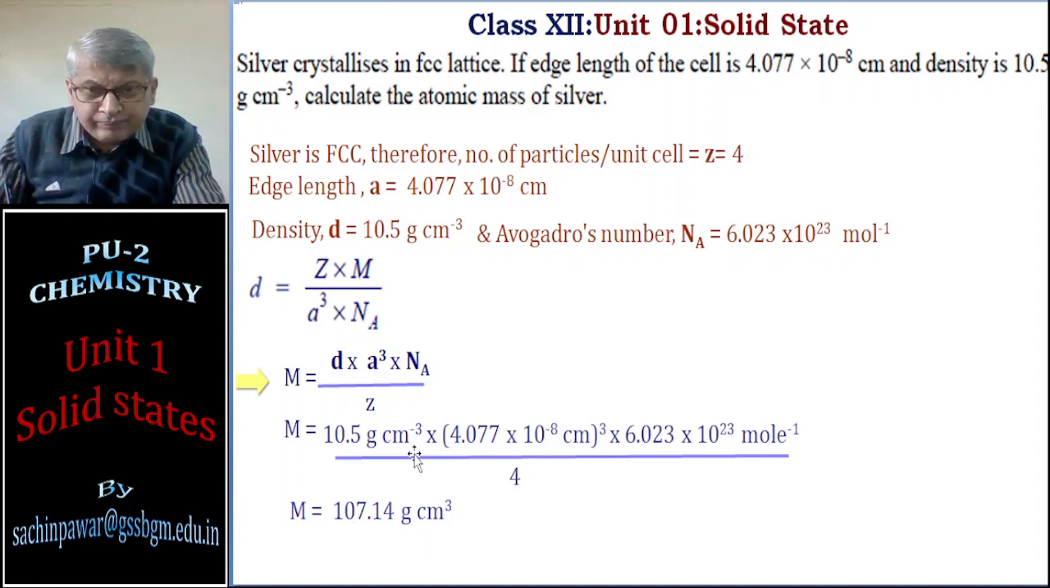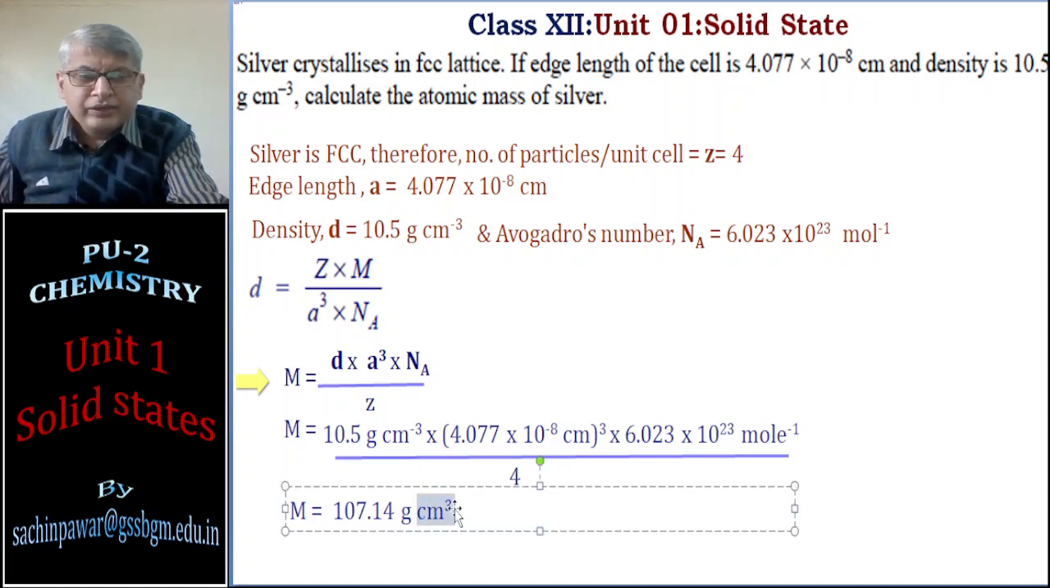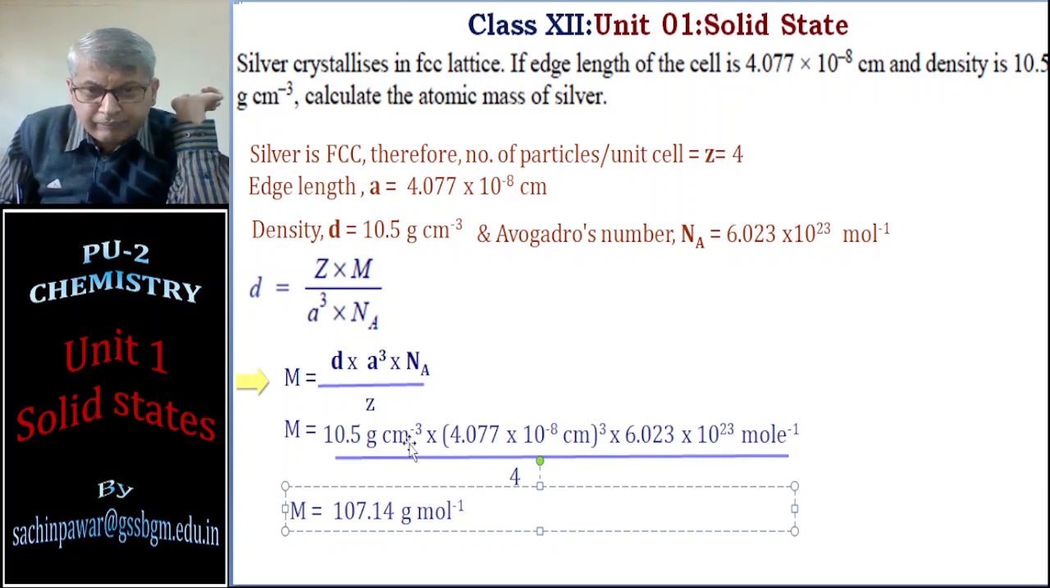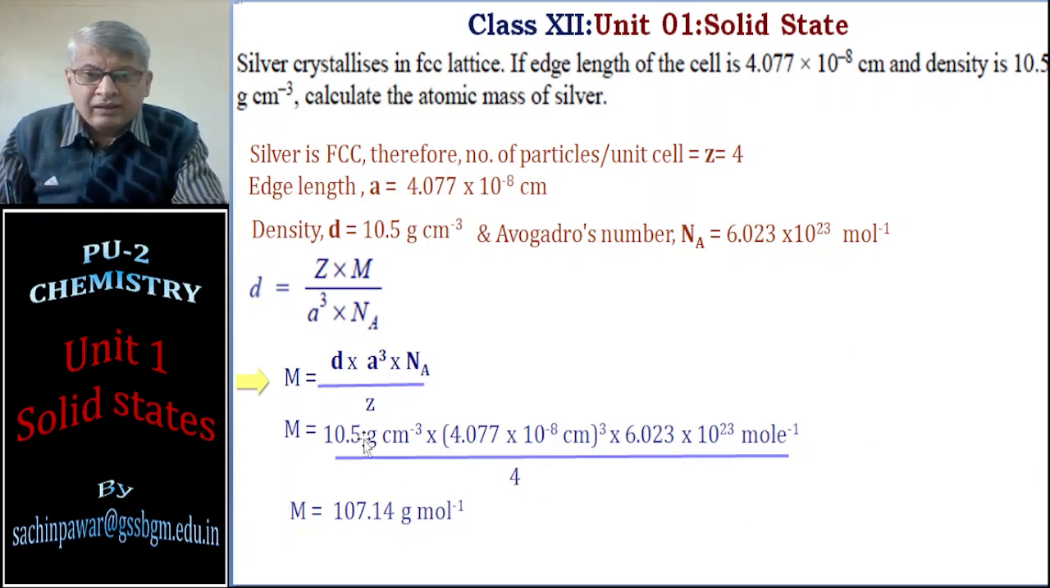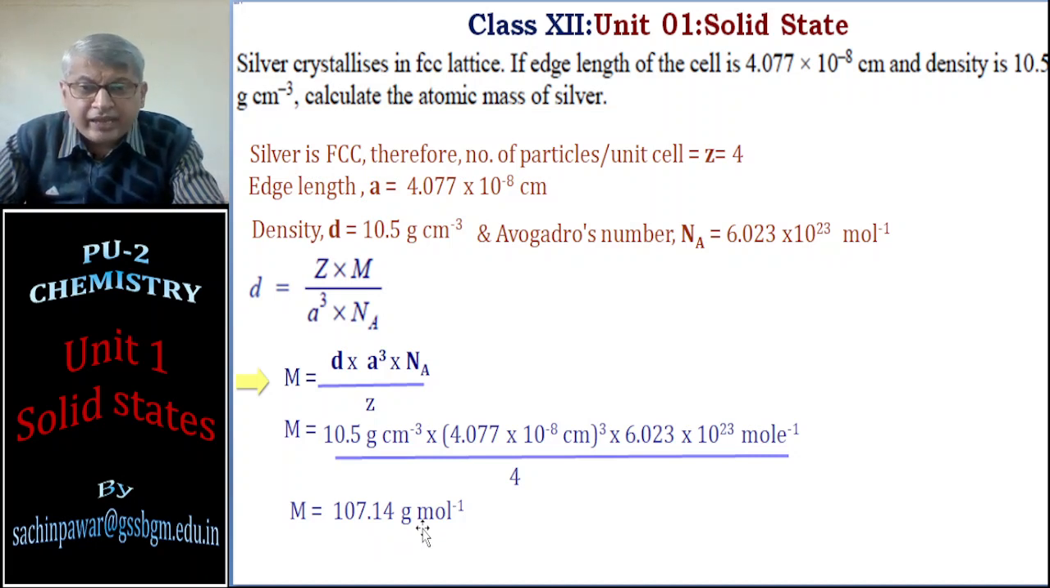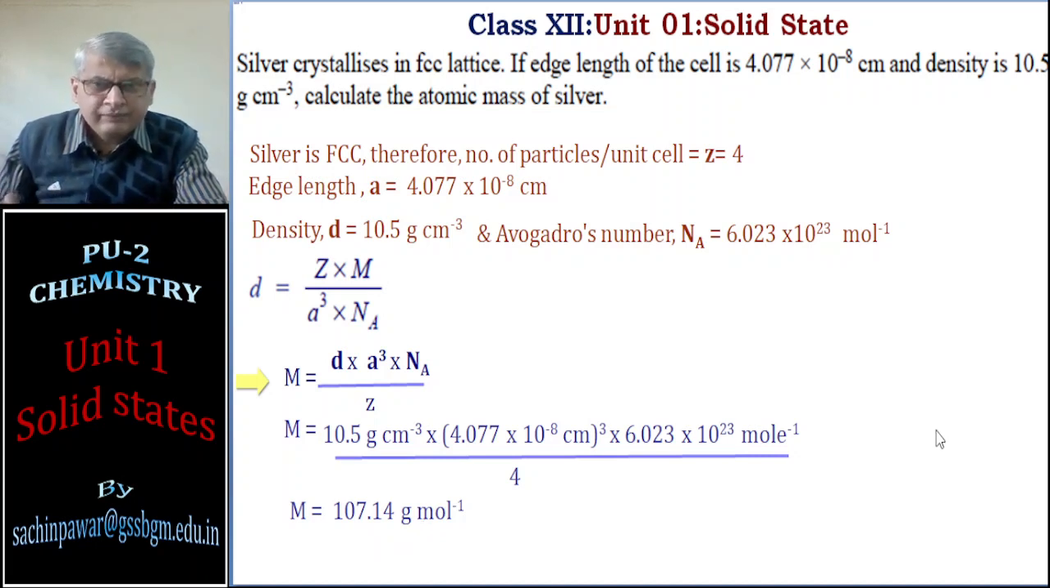See here, cm cube cancels. The unit will be grams per mole, not grams per cm cube. Because cm raised to -3 and cm raised to 3 cancel, and the unit remaining is gram and per mole. So I have got the unit. I can write it as 107.14 grams per mole, or you can write 107.14 AMU, whatever it is. So here we have used this formula to calculate the dimensions of the unit cell.